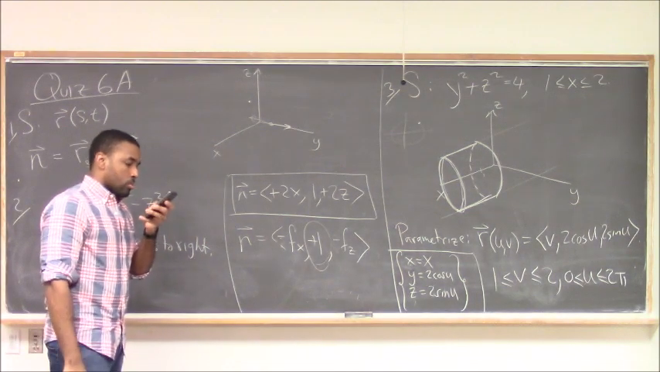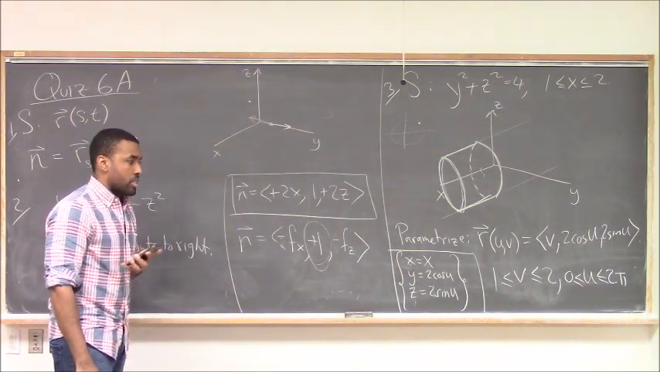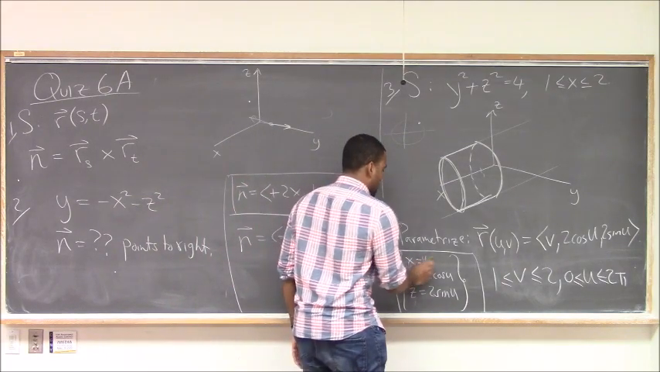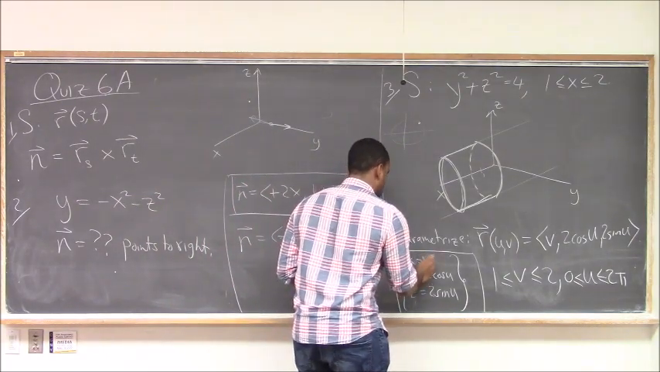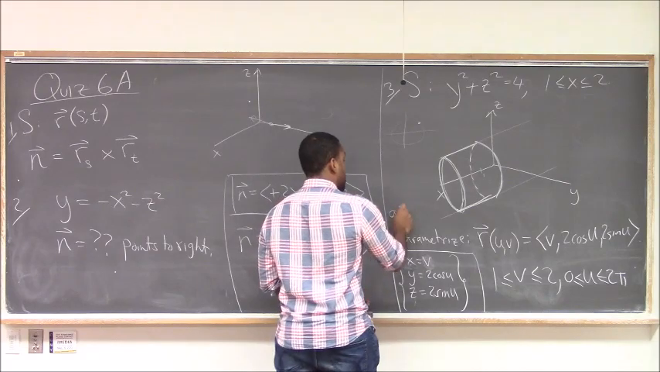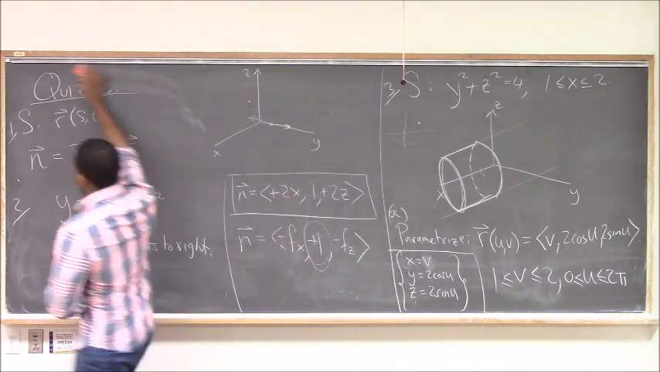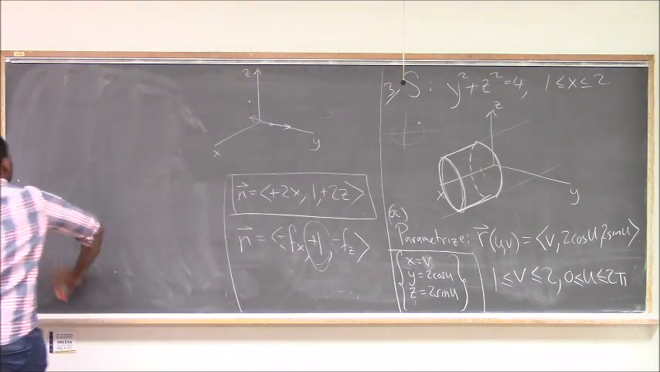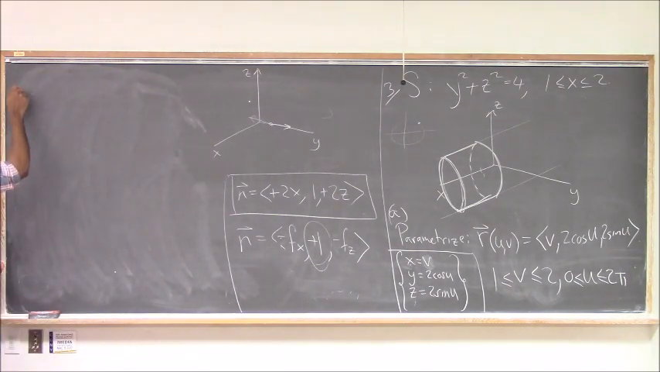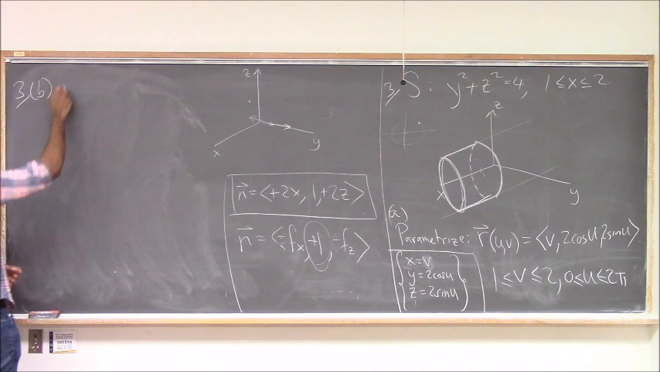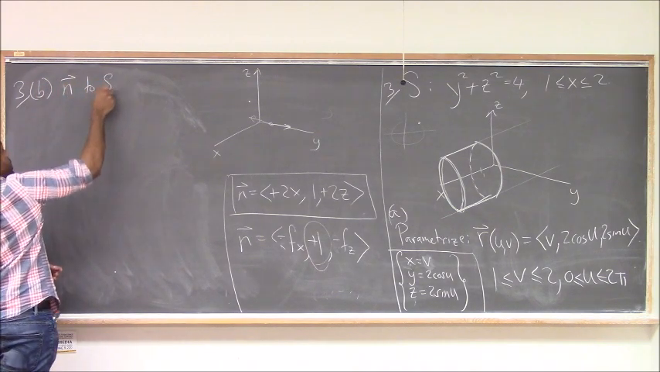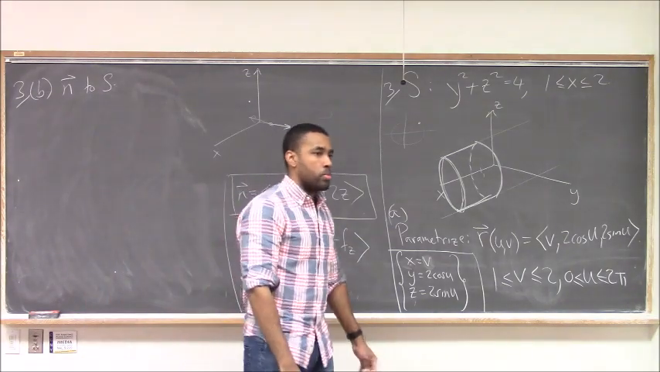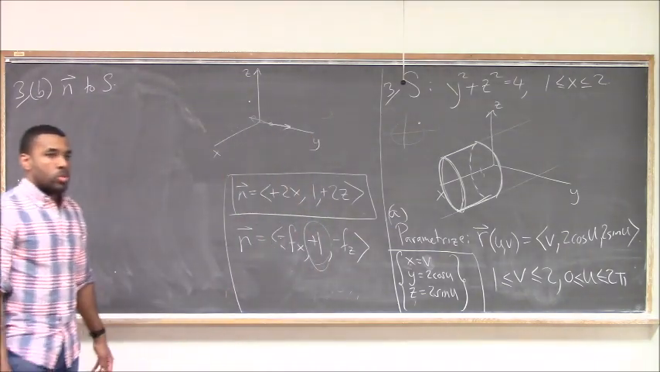Okay, so the next one was find a normal vector to S. Assuming we're going with this u, v thing, how would the normal vector look? So this was part A, to parametrize. So this is 3b. How do you find the normal vector to S? It says a normal vector, so I don't particularly care what direction it's pointing, just find one of them. What would you do?